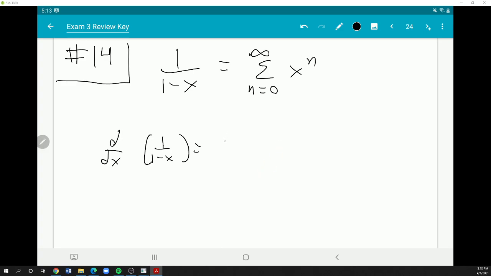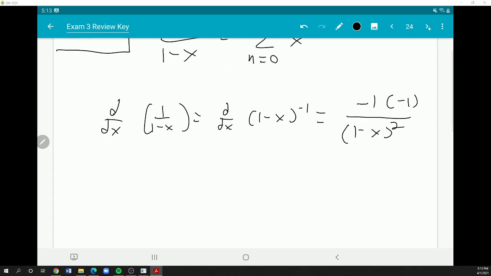Let me make 100% sure I'm doing that right. 1 minus x to the minus 1. So you're going to get (1 minus x) squared down there in the bottom. And on top, you're going to get minus 1 coming down, and by chain rule, minus 1. So yeah, you'll get plus 1.